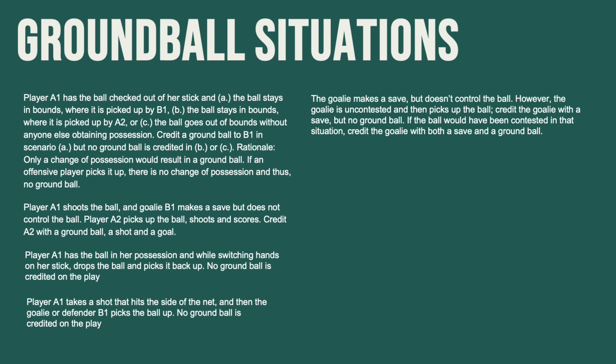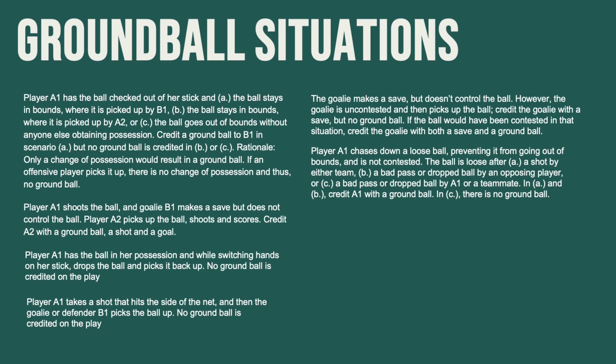The goalie makes a save but does not control the ball. However, the goalie is uncontested and then picks up the ball. Credit the goalie with a save but no ground ball. If the ball would have been contested in that situation, credit the goalie with a save and a ground ball.